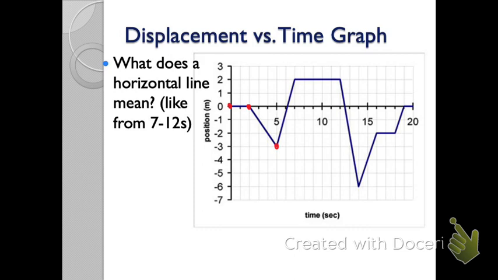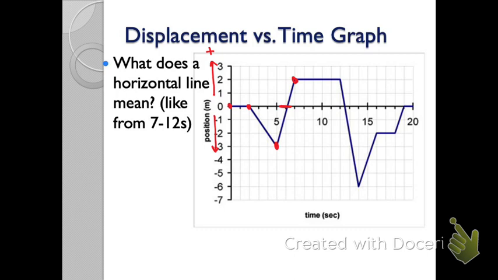How do I know they're moving backwards? This is the positive direction and this is the negative direction, right? So my slope is going in the negative direction. I am moving backwards. Okay, from 5 to 7 seconds, what am I doing? I'm going forward. And what do you think it means that I cross the x-axis here? Oh, you went back to your start. That's right. I passed my starting point.